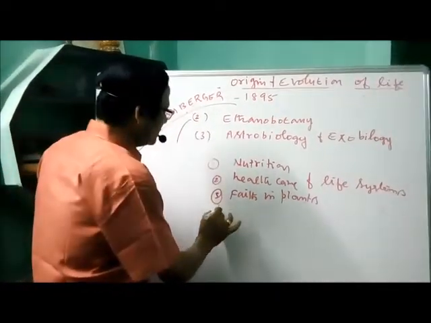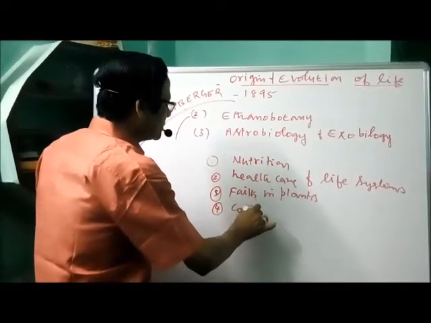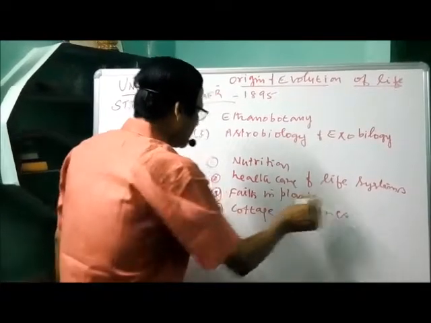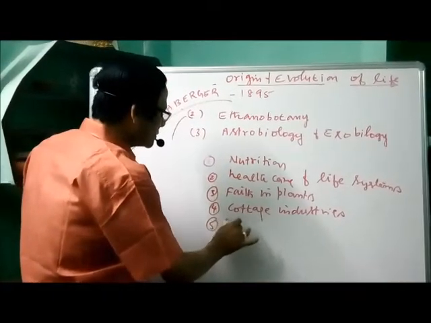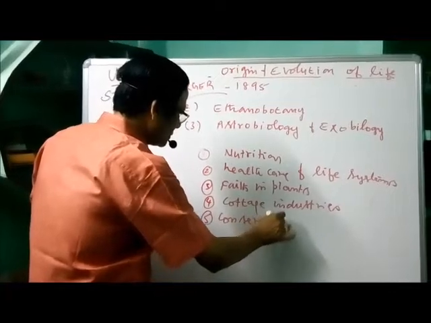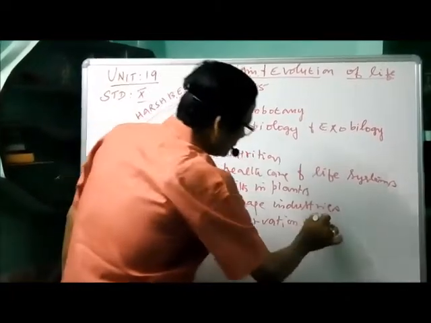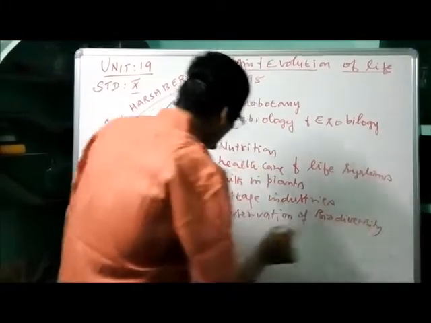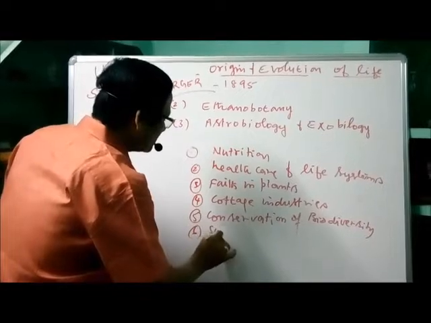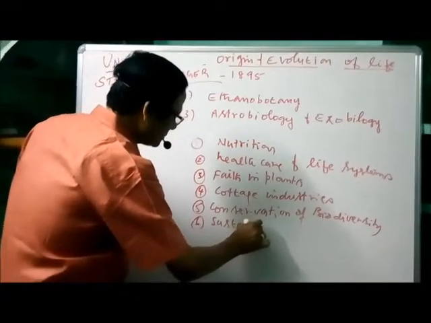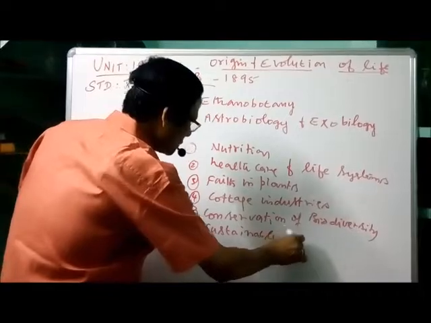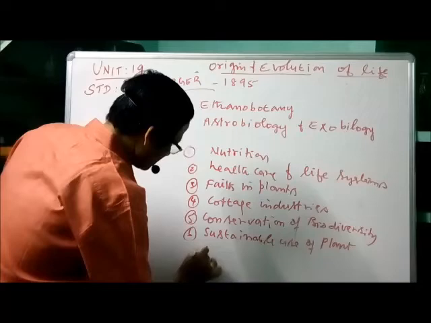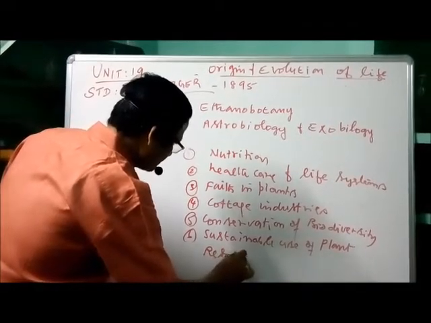Then cottage industries. Then conservation of biodiversity. And also sustainable use of plant resources.